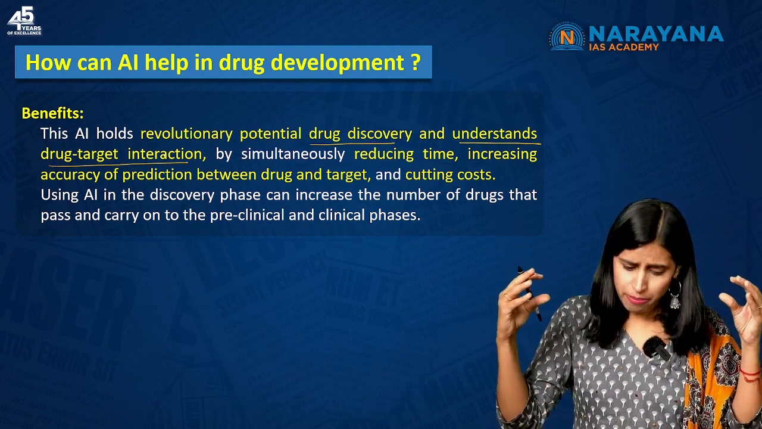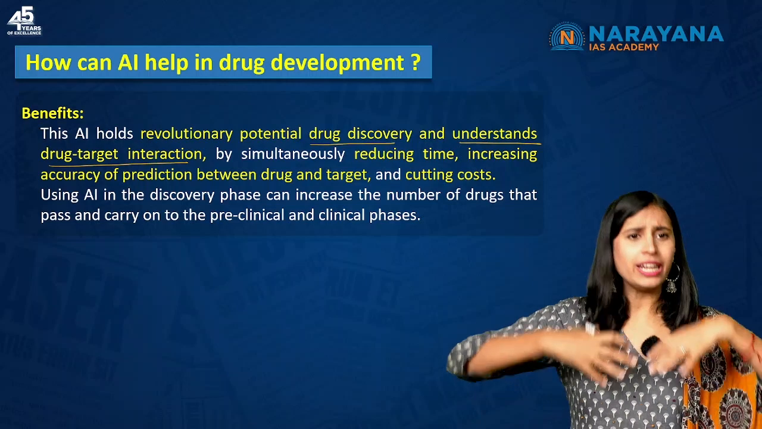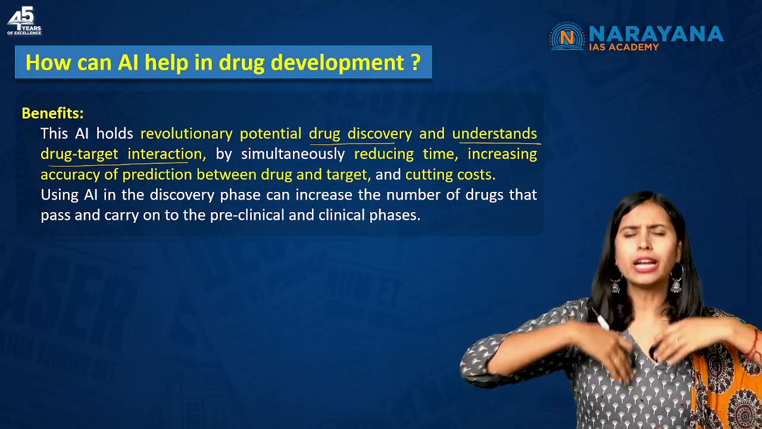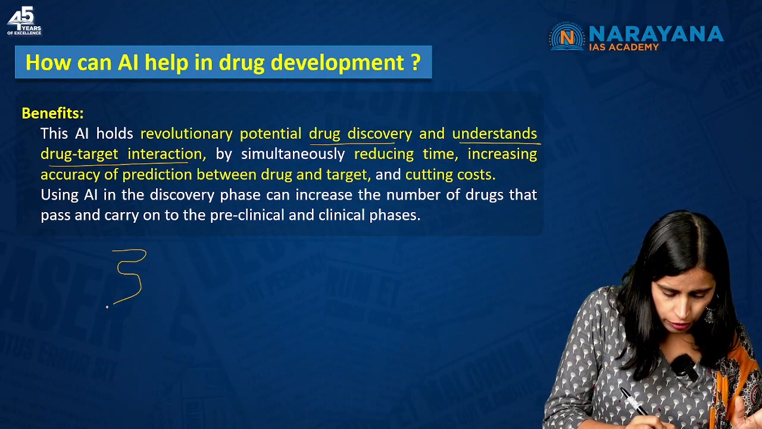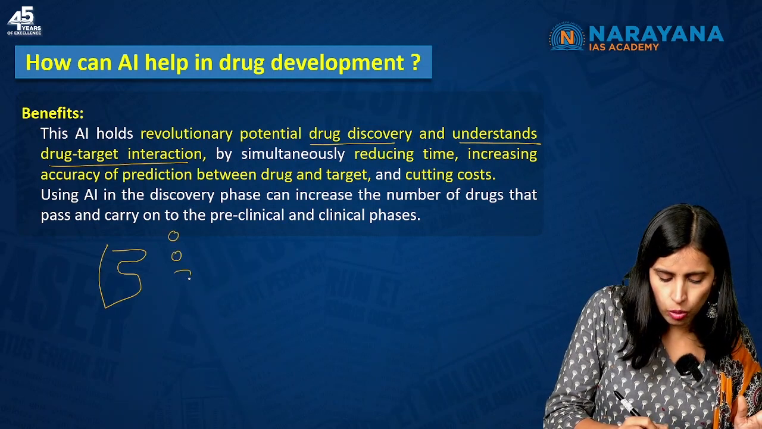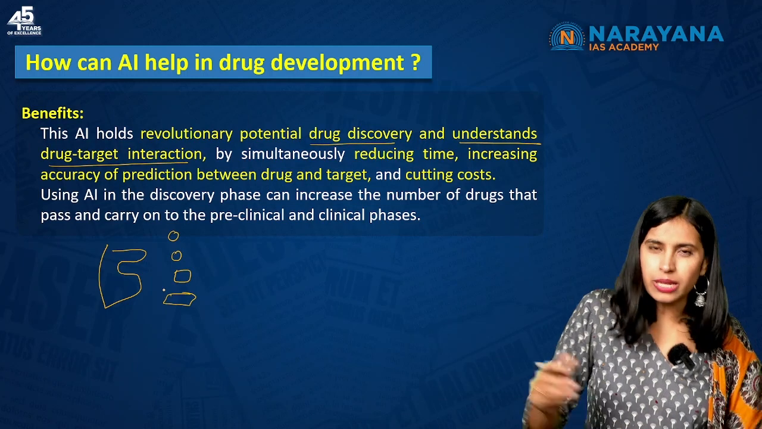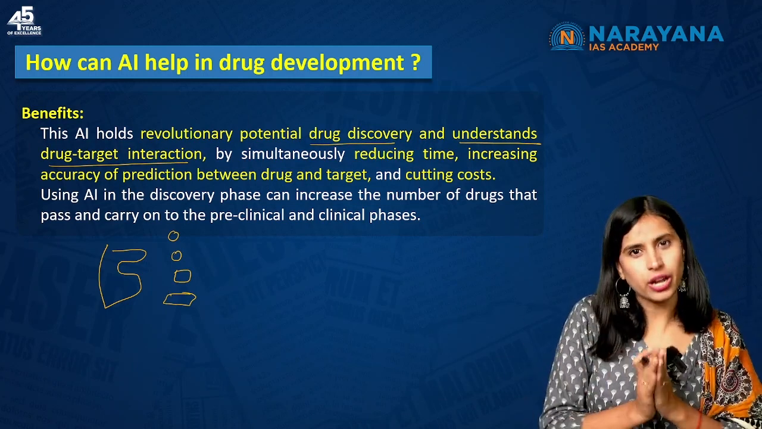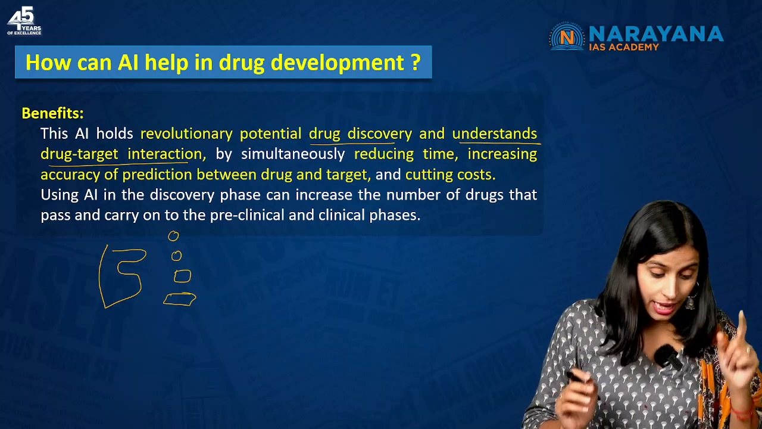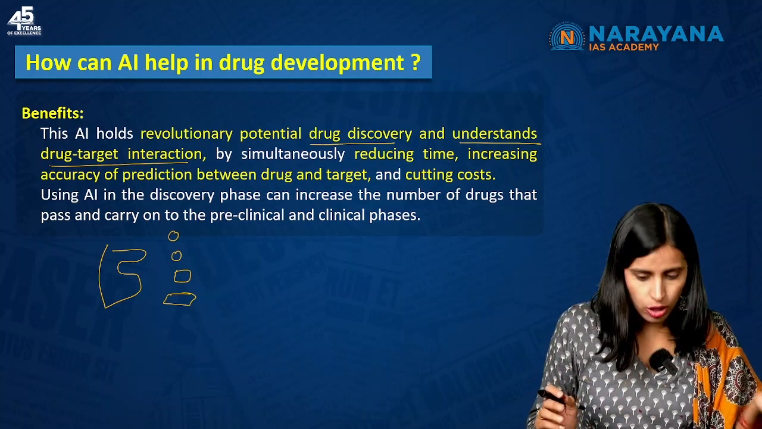Because by means of simulation, by means of feeding a huge amount of data, you're feeding it a lot of drugs that you have right now. So you have a protein structure with you, and then you have data on so many kinds of drugs that you're feeding. So simply by simulation, you're able to understand which drug can work. So drug discovery becomes easy. The drug target interaction understanding also becomes easy.